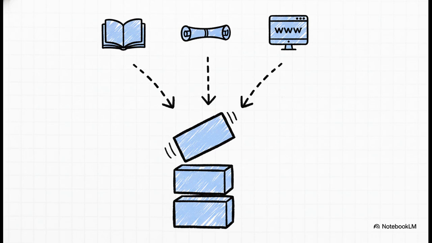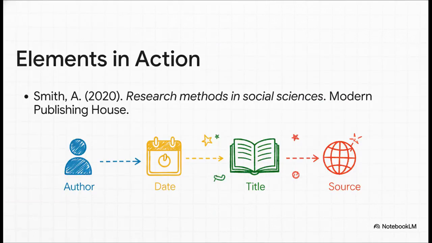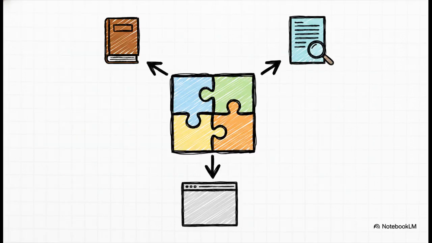Now for part 2, building that reference list at the end of your paper. Just remember these 4 things for every source: author, date, title, and source. That's it. And here you can see how those 4 elements come together to create a full reference. Okay, let's see this 4-part formula in action with some common examples you'll definitely use.